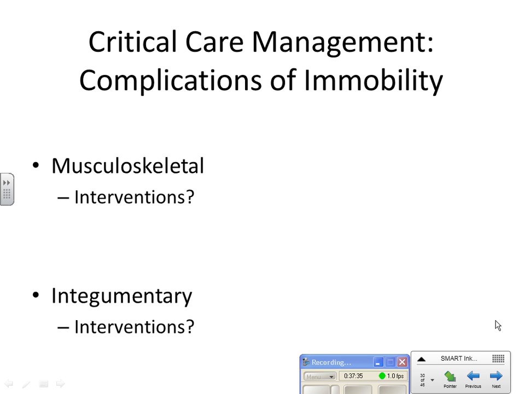and so we have to put in interventions for those patients who are bedbound, who we can't get up and walk with their ventilator, like Pat was talking about. So compression stockings, range of motion, anticoagulants to prevent blood clots. Good skin care, turning and repositioning, and good nutrition to prevent the skin breakdown.